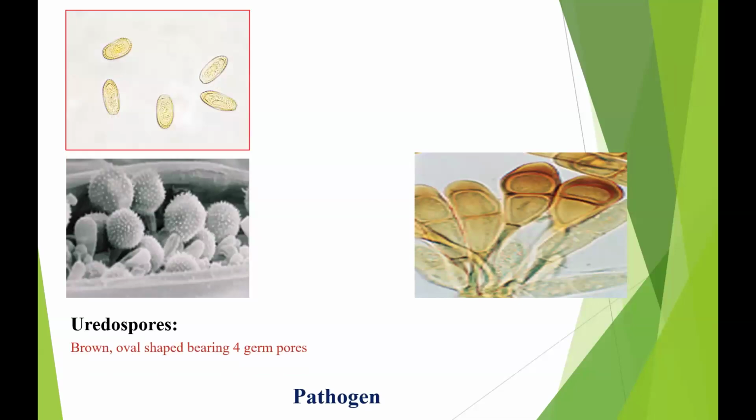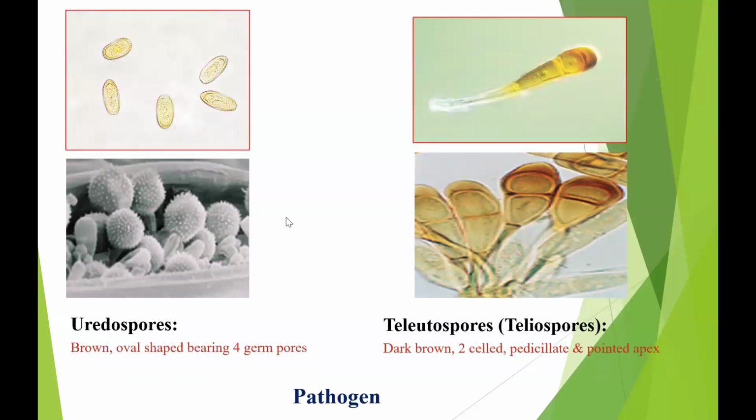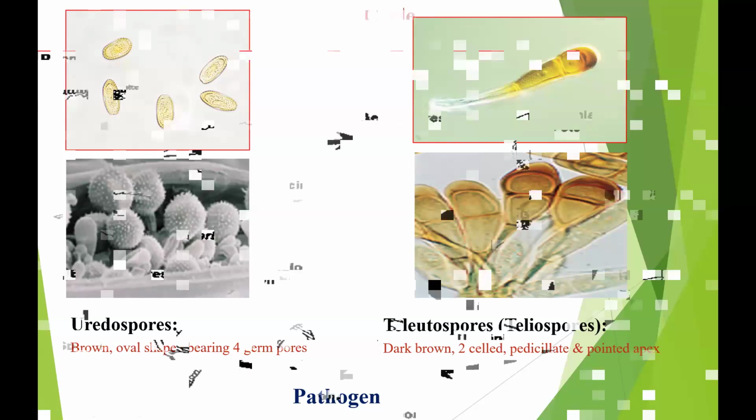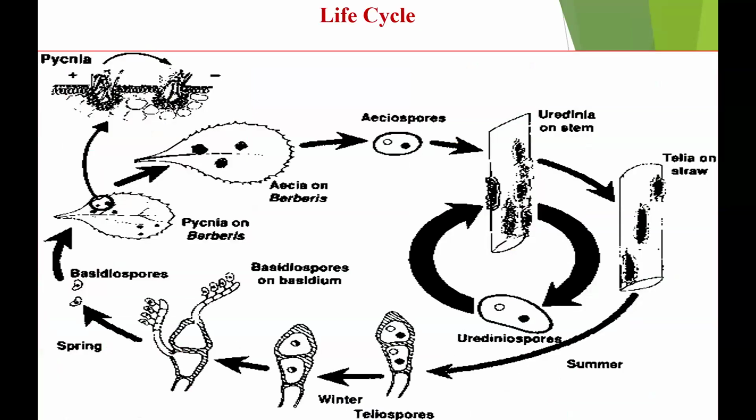These are the spores of stem rust. The left one represents the urediospores, which are brown in color and oval shaped with four germ pores. And on the right side, these are the teliospores, which are dark brown in color, two-celled, bicelled. We can see two cells over there, and they are pedicellate and have a pointed apex. The tip part is pointed.